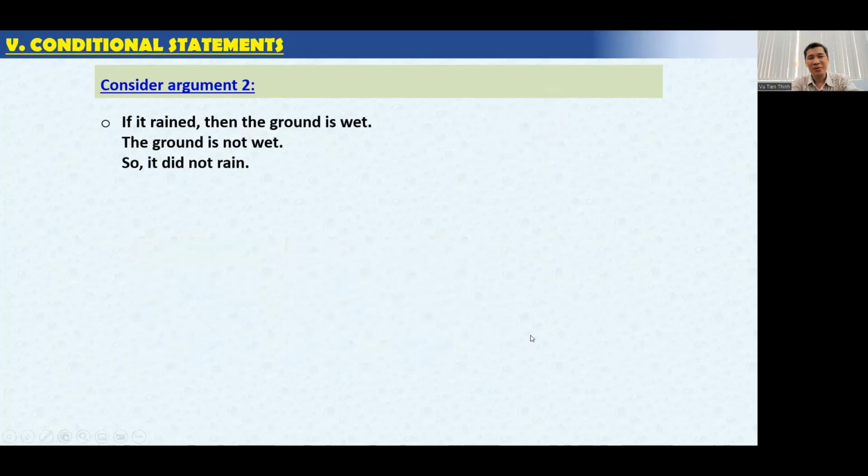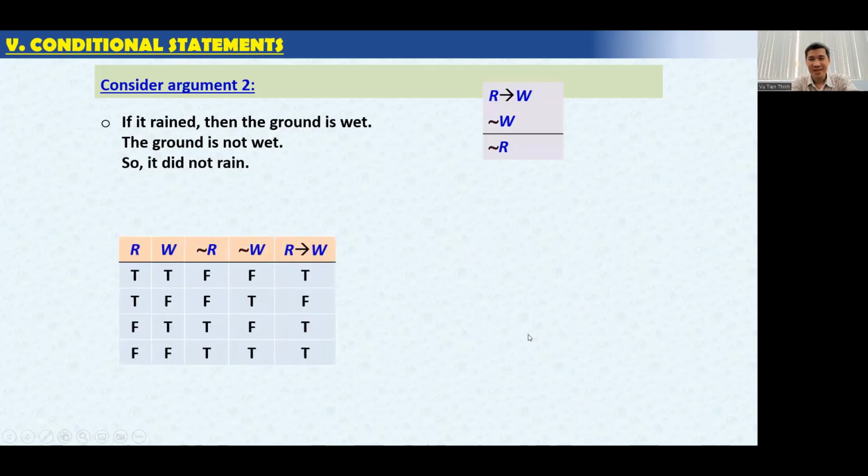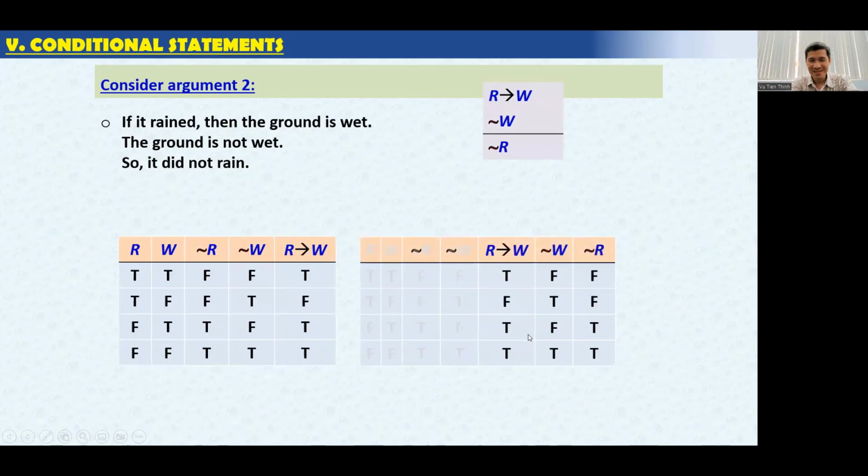What about this one? If it rained, then the ground is wet. The ground is not wet, and it did not rain. Negation and conditional together. Have a look at this. Valid. Did you say valid very quickly? You're good. Okay, it's valid. True, true, and true.